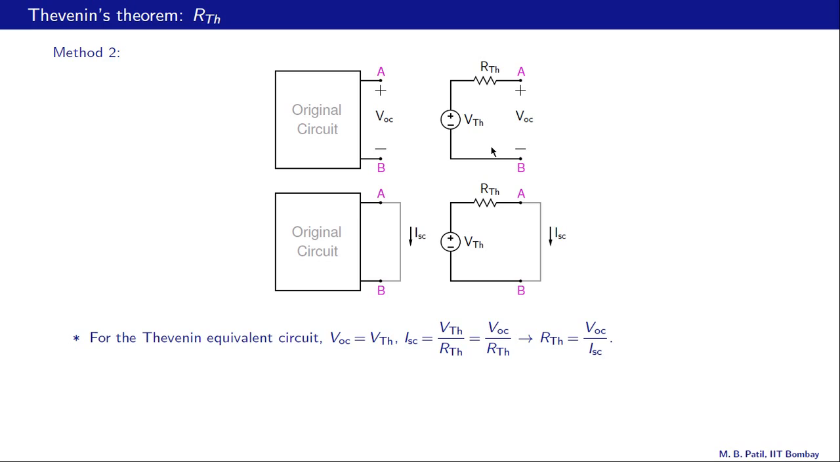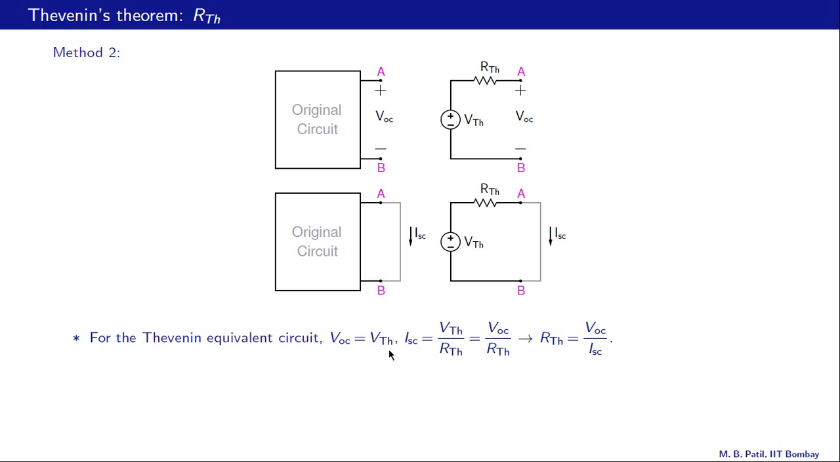Let us look at this circuit. The open circuit voltage between A and B is the same as VTH here, because there is no voltage drop across RTH, the current being 0, and therefore we get VOC equal to VTH, this equation here.